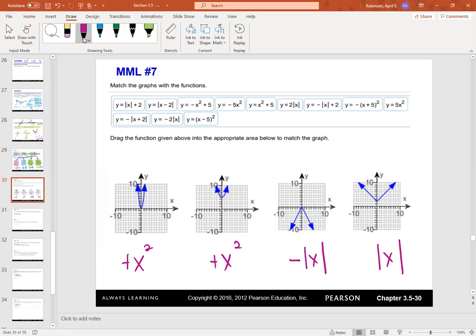Okay. This first one, he is right on the origin. He did not go up, he did not go down. He did not go left, he did not go right. But he sure is skinny. So he got vertically compressed towards the y-axis. So there's got to be some kind of a number being multiplied on to an x squared, and it's got to be a positive, and here it is. That's got to be this one. It's a positive 5x squared.